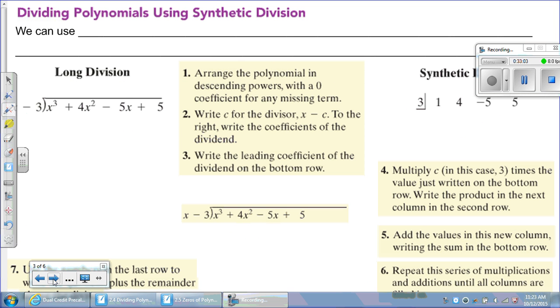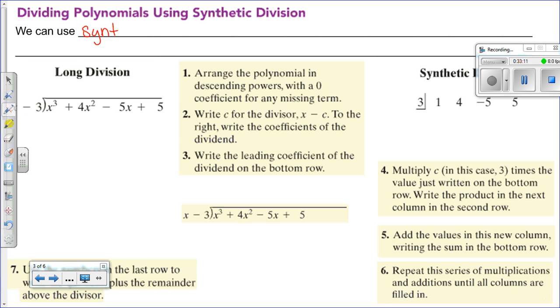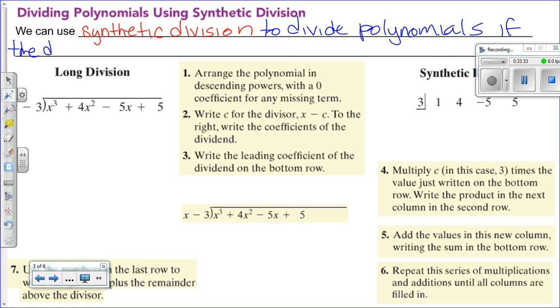Okay, so I want you guys to write the following statement. We can use synthetic division to divide polynomials if the divisor is of the form x minus c. And you guys know we cover this in algebra 2, right?